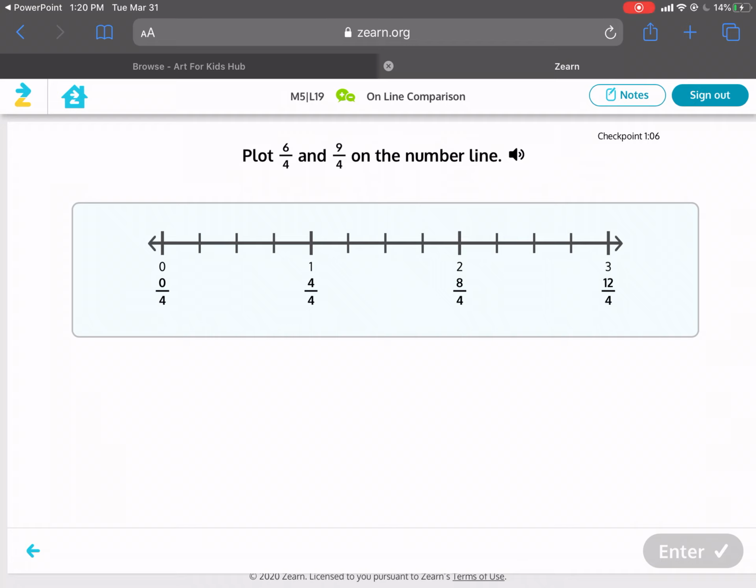Plot 6/4 and 9/4 on the number line. All right, so let's see. 6/4, 4, 5, 6 would be here, and 9/4 would be here.